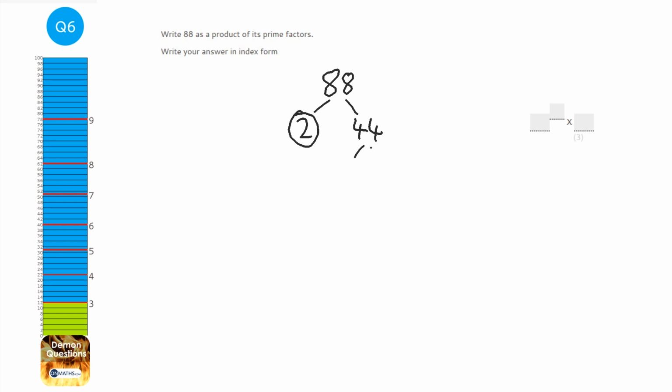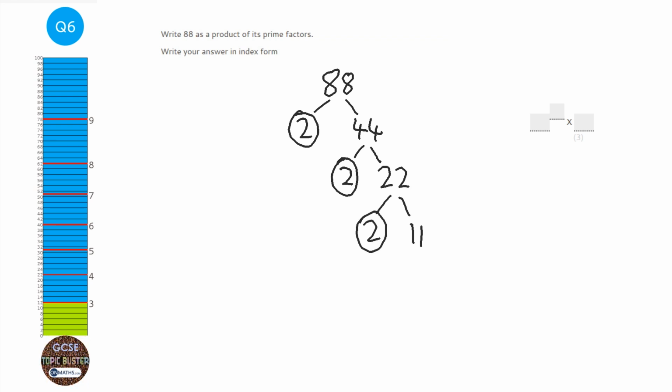So 44, I can get another 2 out of that, we'll divide another 2 out of that, so 2 and 22, 2 and 11. Now 11 is also a prime number, and when you're left with just prime numbers, then you write your answer out like this.